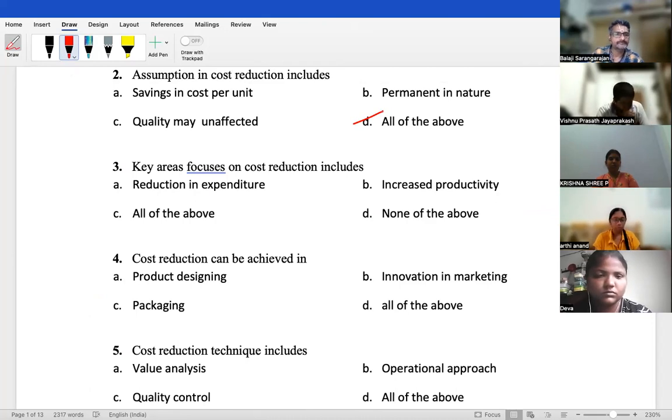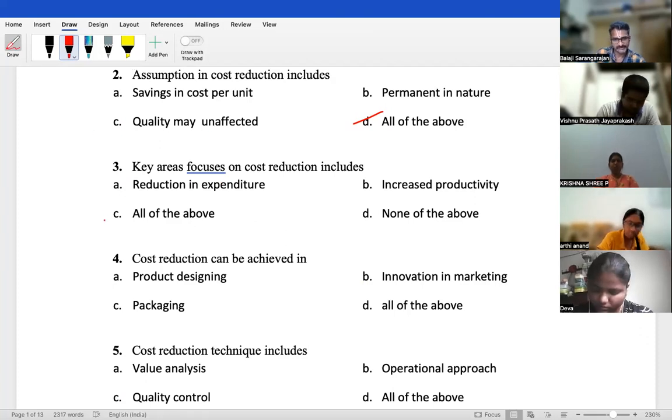Key areas focused on in cost reduction include option A, reduction in expenditure. B, increased productivity. C, all of the above. D, none of the above. All of the above: reduction in expenditure, increase in productivity. Good.